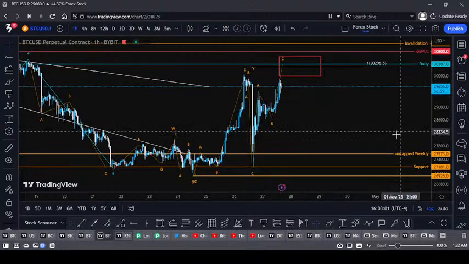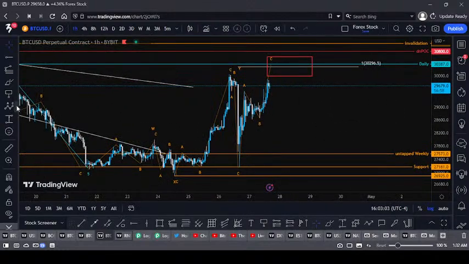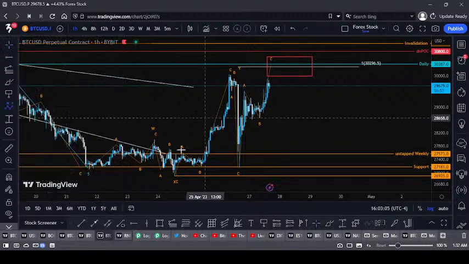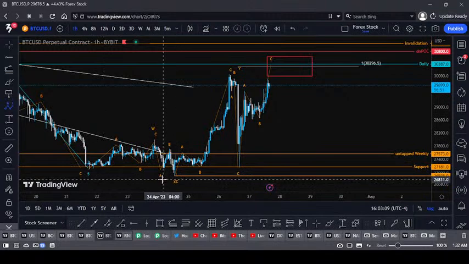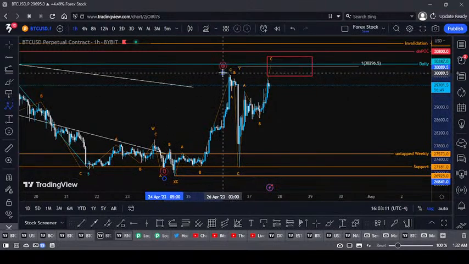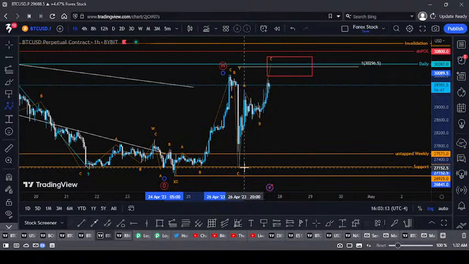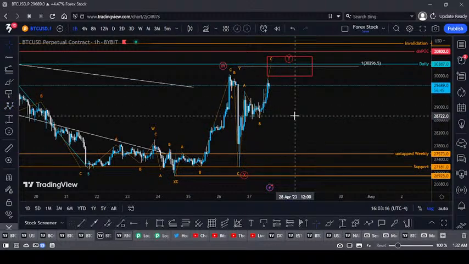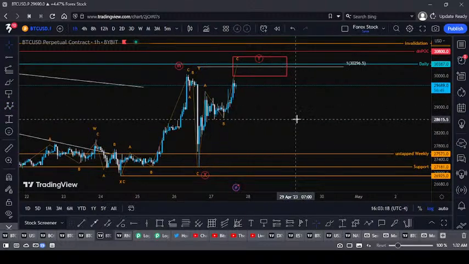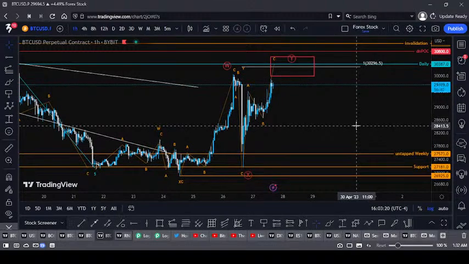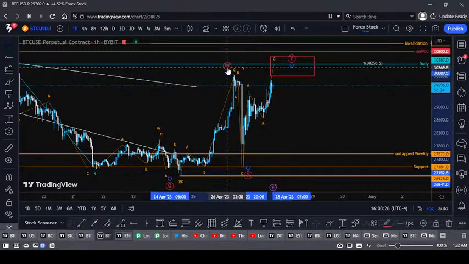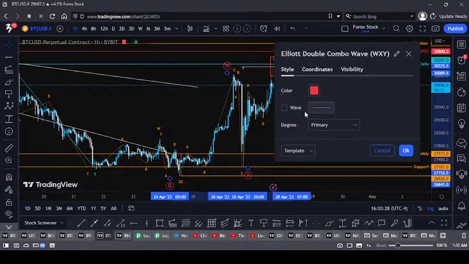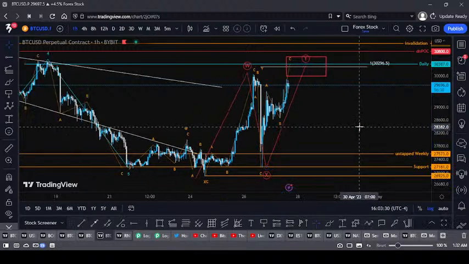Yeah, one more thing. Some people are counting the whole structure from here as a W, then an X and then a Y. So for me, it is the same, whether you count it as a WXY or not. But it is more respected to take it this way.